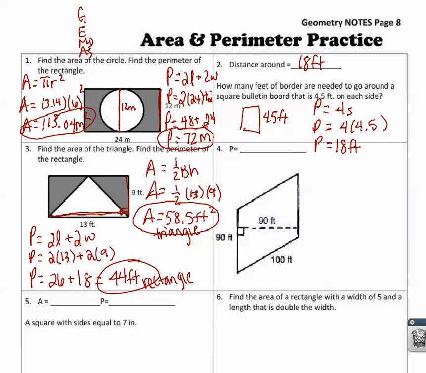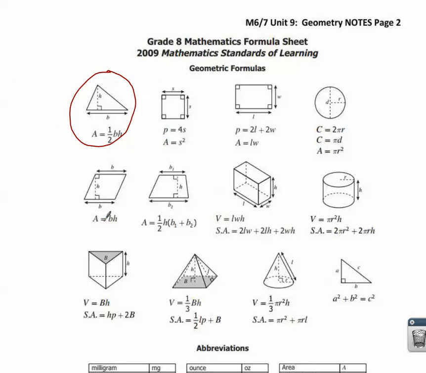In example 4, we're actually going to find the area of this. This is a parallelogram, and the area formula of a parallelogram does not show up. Oh, there it is. It's on your formula sheet right here. And it's very similar to the area of a rectangle. It is your base times your height.